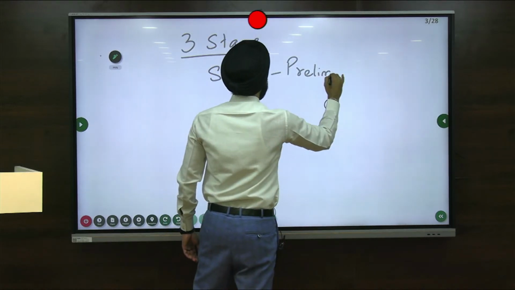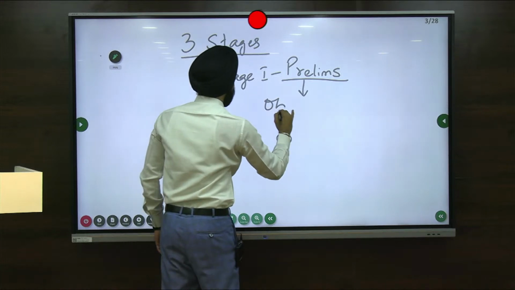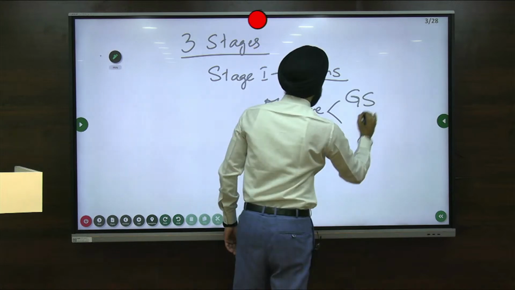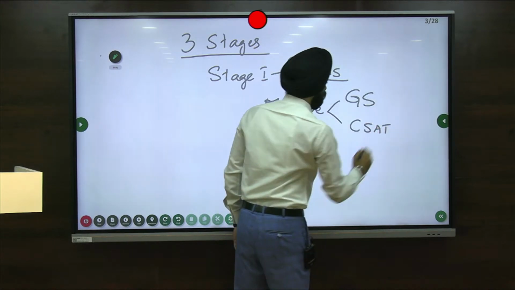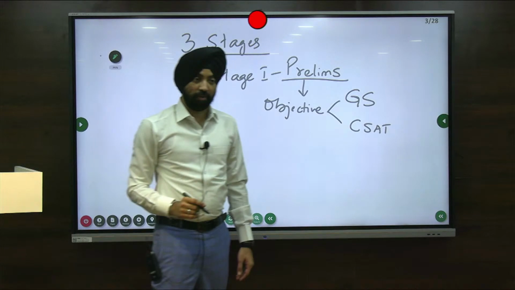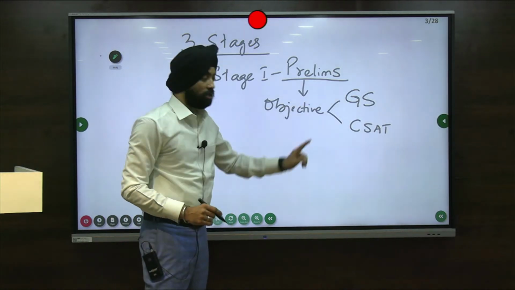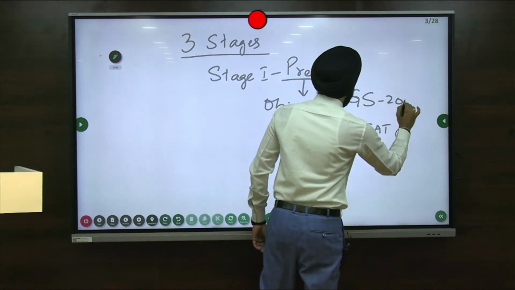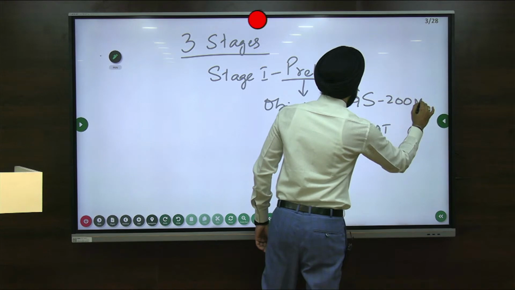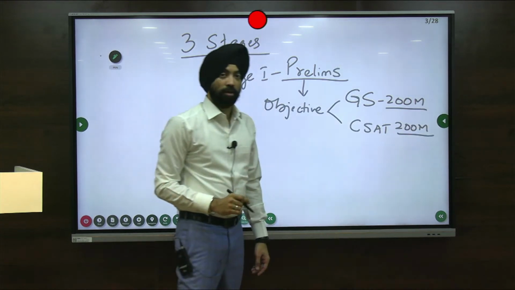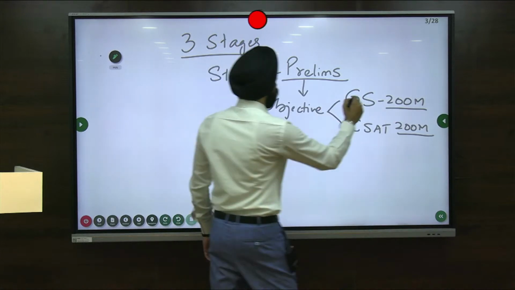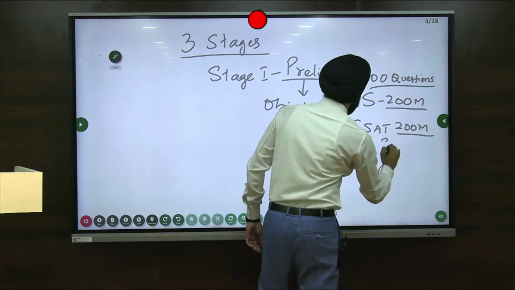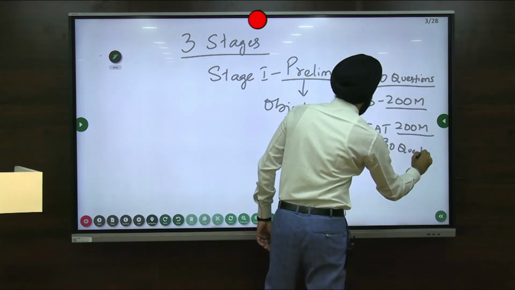This Prelims Examination, as we all know, is primarily an objective type of examination in which there are 2 papers. Paper 1 is the GS paper, paper 2 is called the CSAT paper. Both are of objective type and both are for 200 marks each. In paper 1, you have 100 questions, while in paper 2, you will have only 80 questions. That is the difference between paper 1 and paper 2.